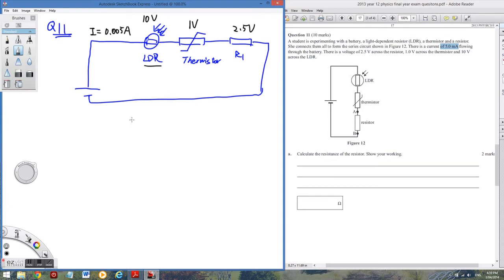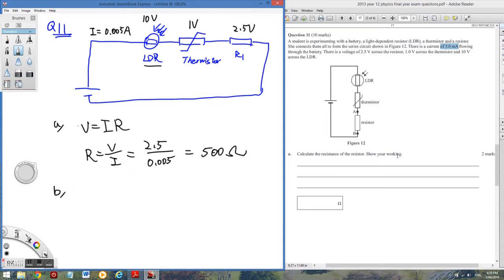Now I need to find the resistance of the resistor. So I know the current, I know the voltage, V equals IR. Then put all the values in. Then I should have 500 ohms. Yep. So that's question A.